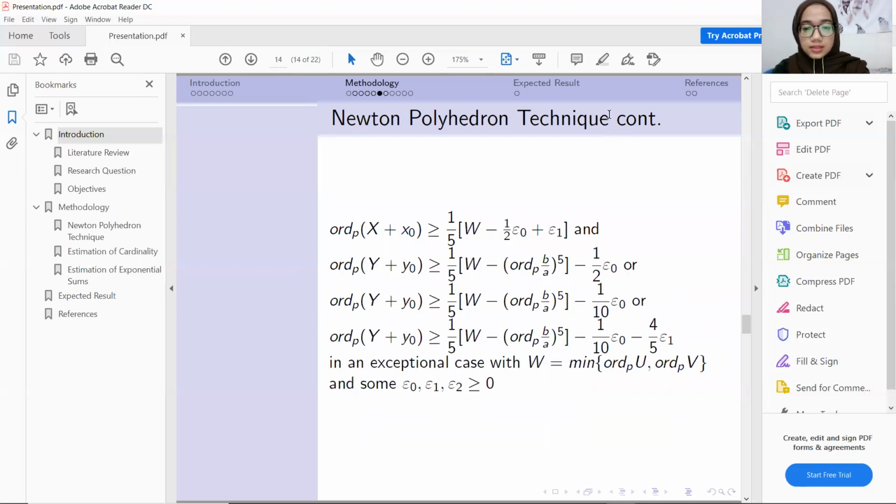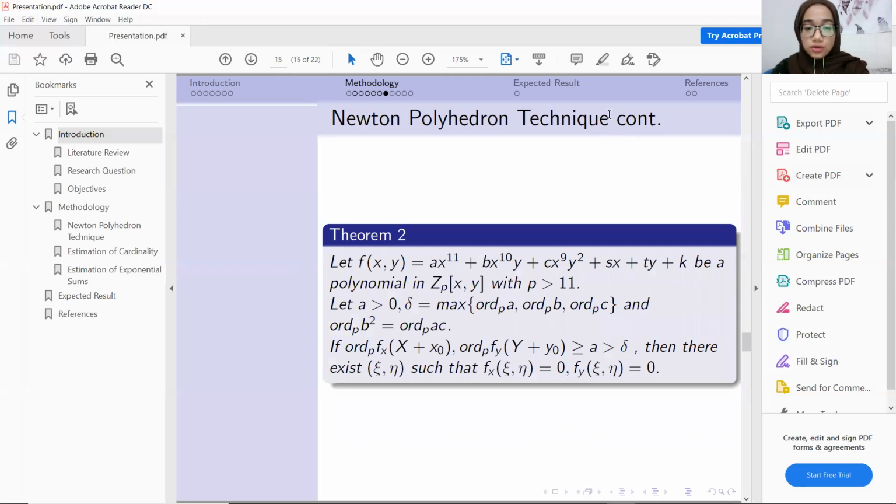This is theorem 2. Actually, those three lemmas are needed to prove our main result in theorem 2. So basically theorem 2 is our main result. You can see here, let f(x,y) be ax^11 plus bx^10 and so on. Basically, this is the polynomial.